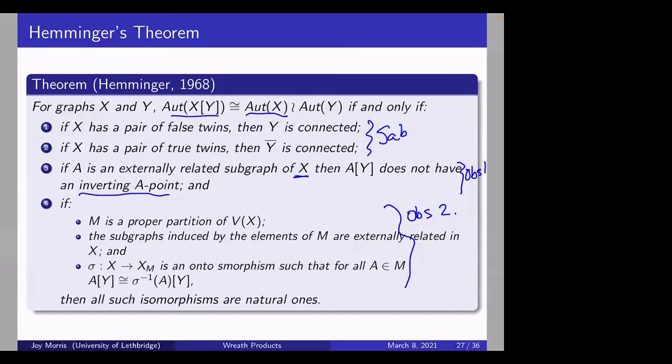So with some additional assumptions about copies of Y being isomorphic, certain of the graphs in our family of graphs Y being isomorphic to each other, he came up with a nice theorem about the automorphisms of an X join.